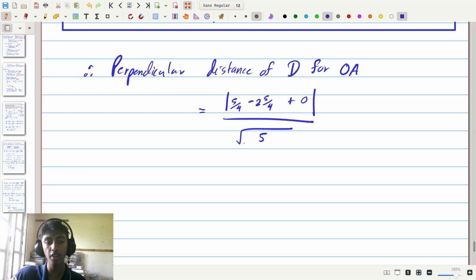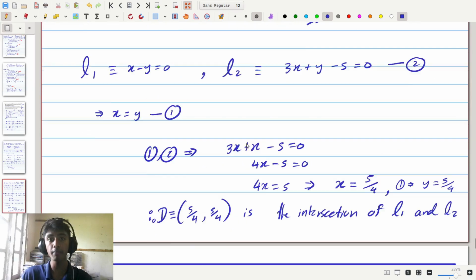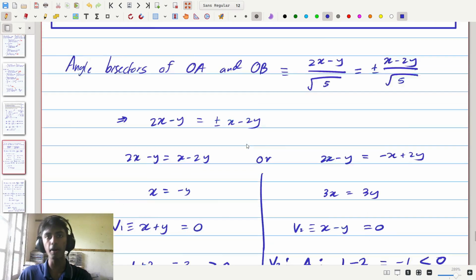If we simplify this down, we get 5 divided by 4 minus 2 times 5 divided by 4, which is going to be negative 1 times 5 divided by 4, but when we take the absolute value, it is just 5 divided by 4, and then we divide by the square root of 5, which is equal to the square root of 5 divided by 4. So therefore, this is our final answer, the square root of 5 divided by 4. So that's all for part 1 of this question.